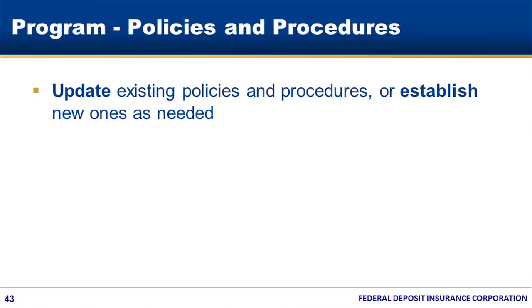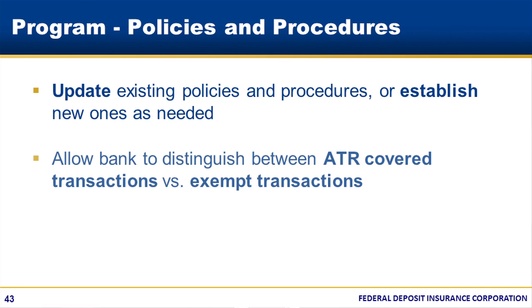Thanks, Elizabeth. The program component of a compliance management system includes policies and procedures, training, and monitoring. Here are some suggestions regarding your bank's policies and procedures. Procedures should be established to allow employees to identify what types of loan transactions are subject to ATR and what loans are exempt. If your bank offers a mix of non-QM and QM loans, depending on the circumstances and consumer needs, your policies and procedures should provide clear and consistent guidance as to appropriate circumstances for each option.